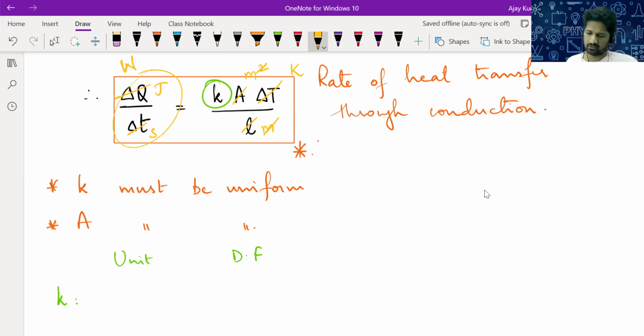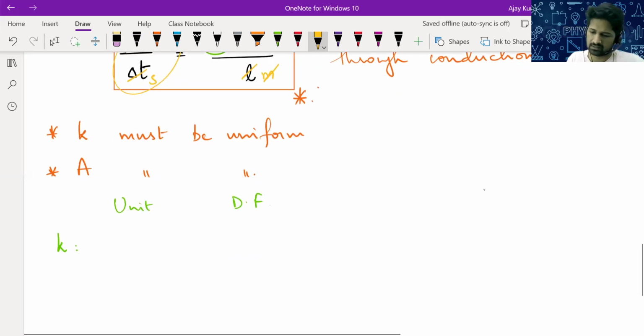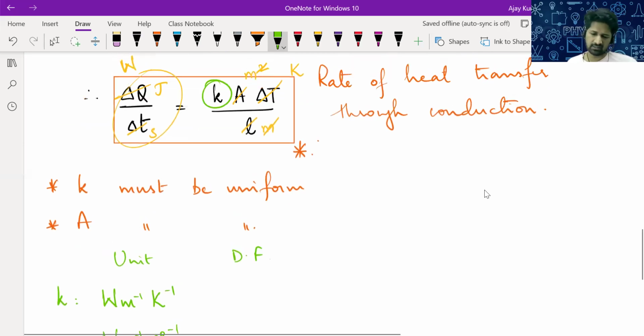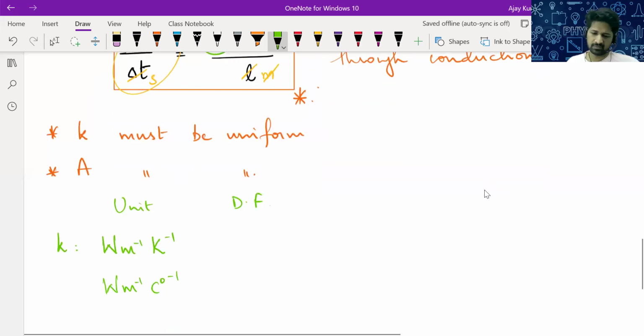And you send the remaining units that side. So watts per meter per Kelvin. That is the SI unit. You can also write it as watts per meter per Celsius degree because difference in temperature also will be the same whether you write it in Celsius units or in Kelvin units. So watt per meter per Kelvin, dimensional formula you can derive. Not a big deal. Fine.